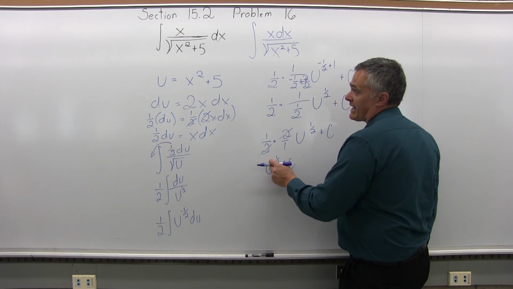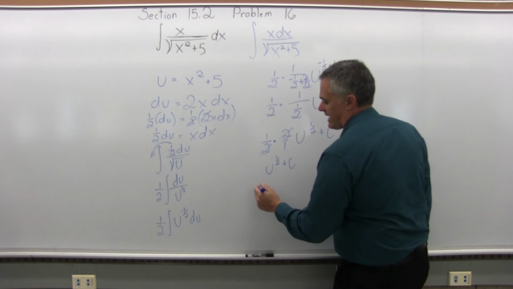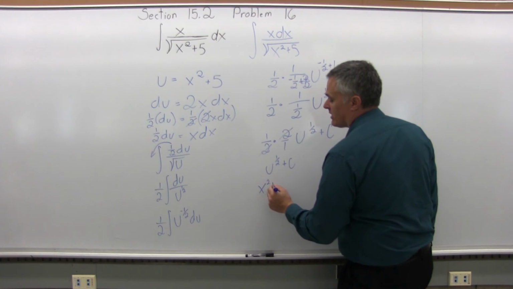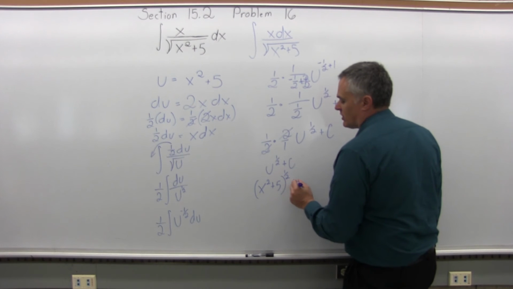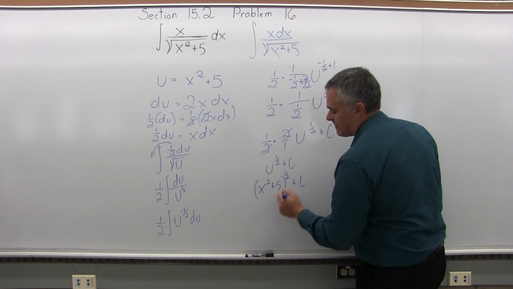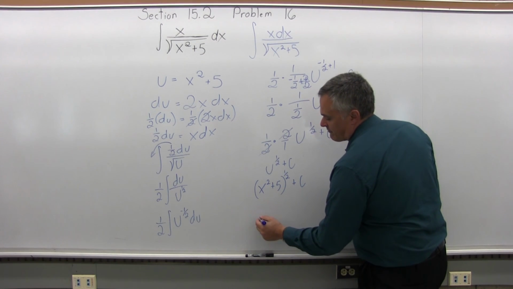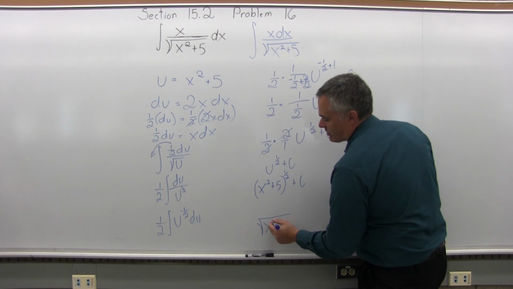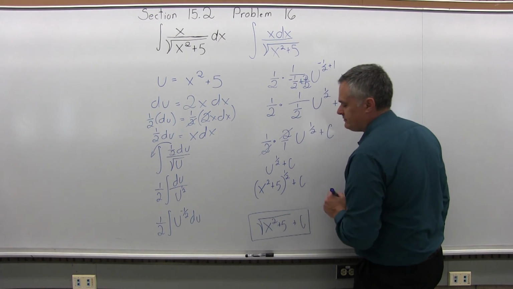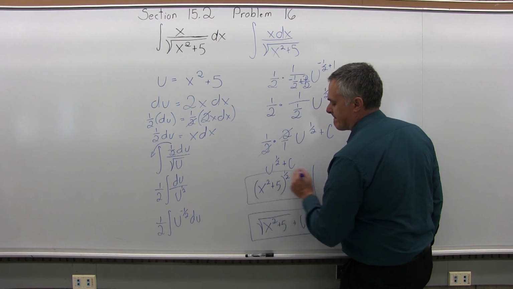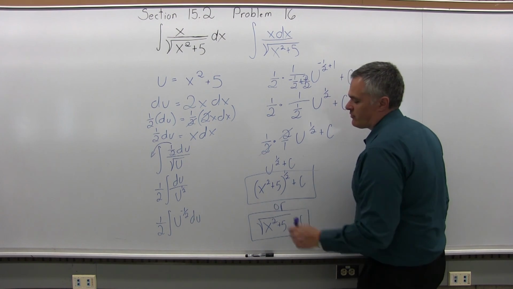Let me put the u back in terms of x. So I'll have x squared plus 5 to the 1/2 plus a constant. Or if you prefer, that 1/2 power, you can write it as square root of x squared plus 5, and then plus a constant. Two different forms for the same answer.